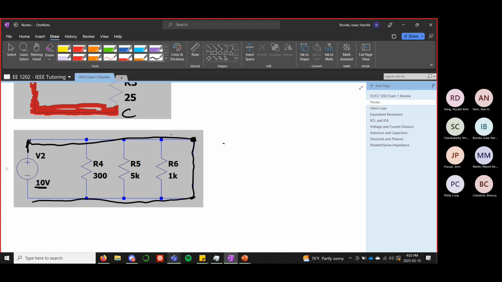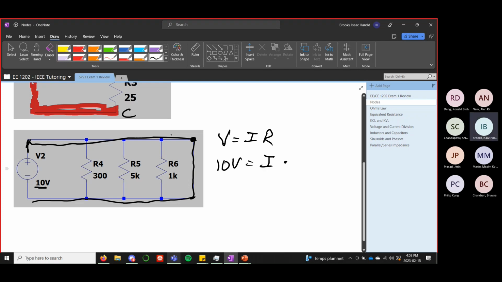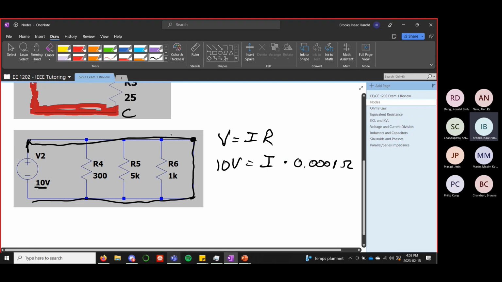So what that looks like is we know from Ohm's law, V equals IR. Voltage is 10 volts. We don't know current. We know that the resistance of a wire is very, very, very small. So let's call this 0.0001 ohms. That's going to be a lot of current. So that's why you don't short a battery. But yeah, this is one node. So don't ever get tricked by that.